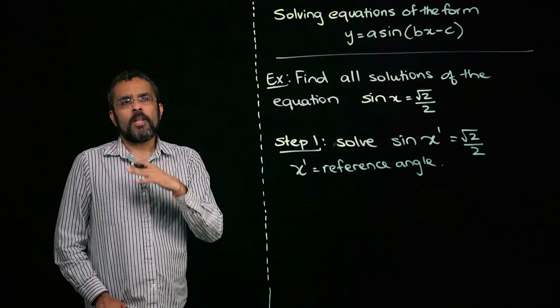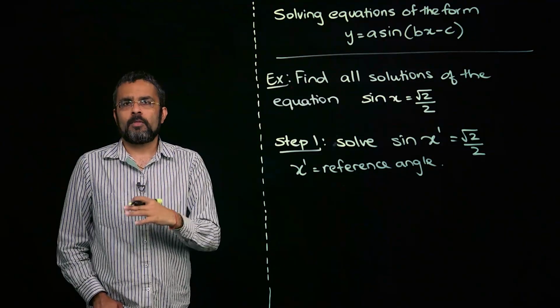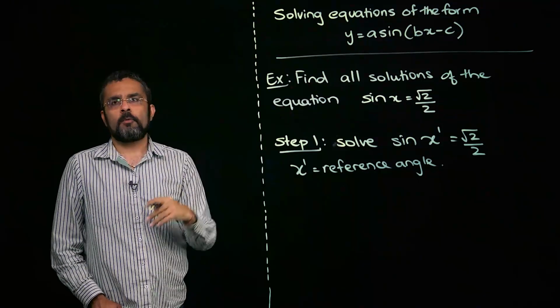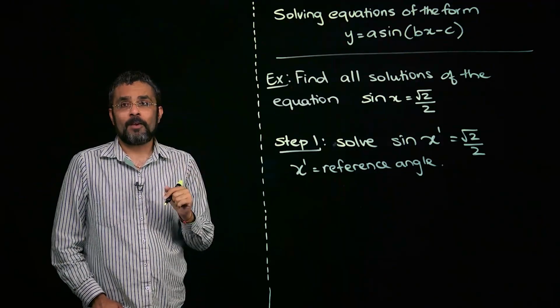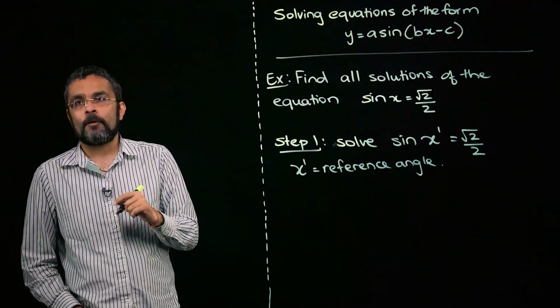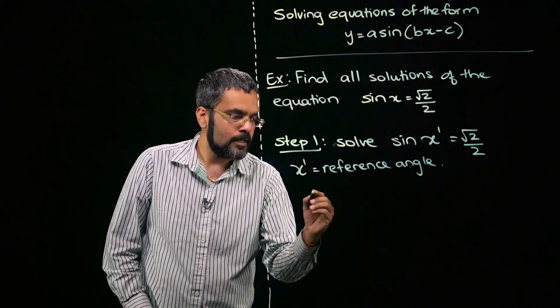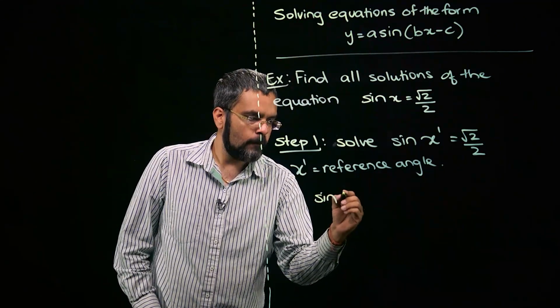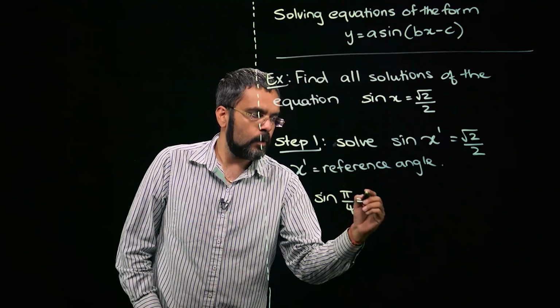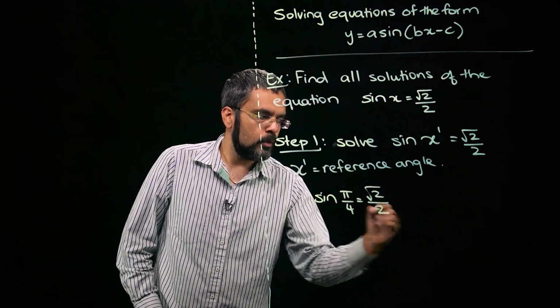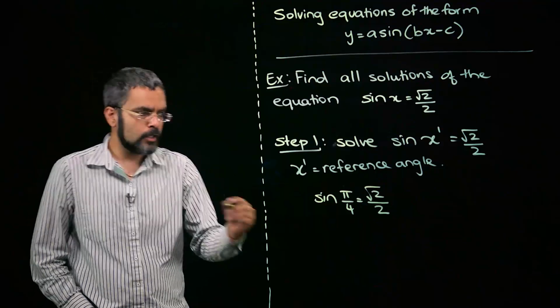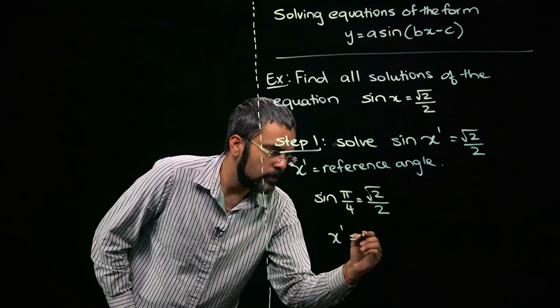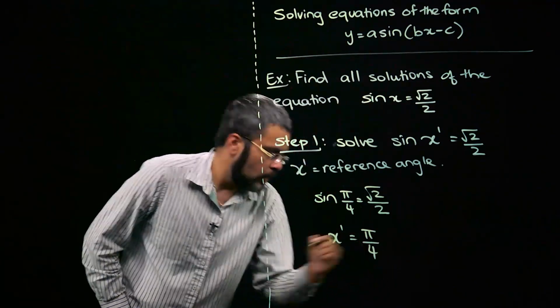So which acute positive angle can you think of such that sine of that angle is going to be root 2 over 2? And we know that from our table, and that's going to be pi over 4. So we know that sine of pi over 4 is going to be root 2 over 2. So we know that x prime is going to be pi over 4.